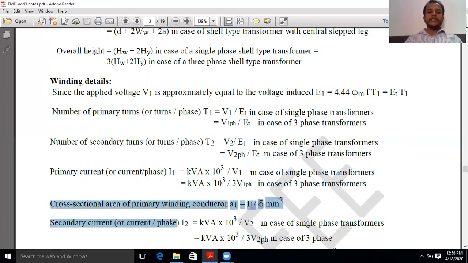What is the cross sectional area of the primary winding conductor? A1 is equal to I1 divided by delta, where delta is the current density. Now go for the secondary current I2.